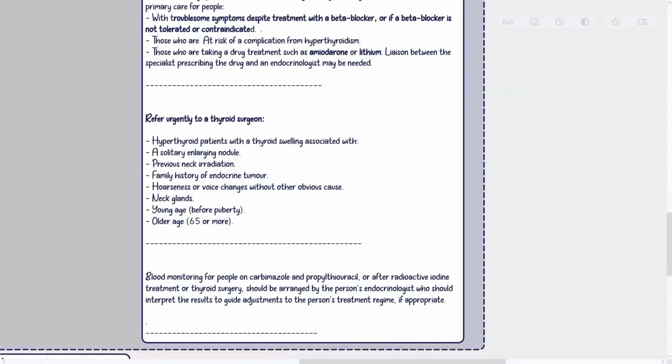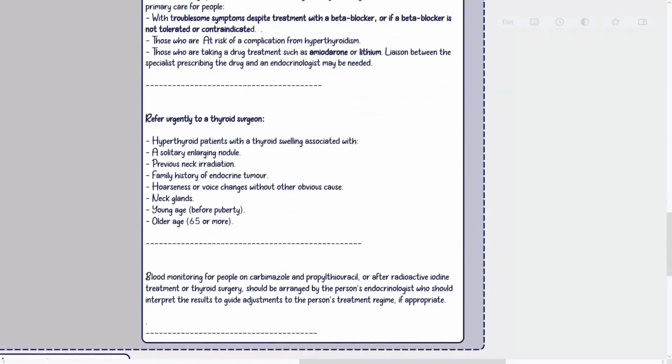Refer urgently to a thyroid surgeon hyperthyroid patients with a thyroid swelling associated with a solitary enlarging nodule, previous neck irradiation, family history of endocrine tumor, hoarseness or voice changes without other obvious cause, neck glands, young age, before puberty, older age, 65 or more.